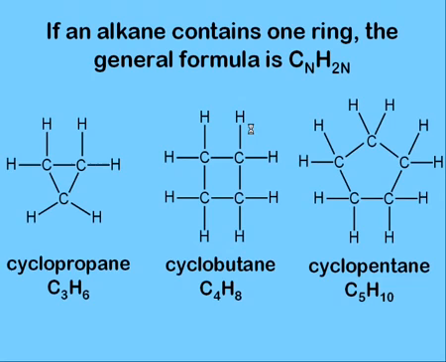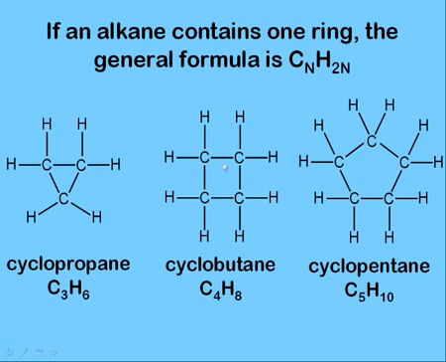Now, if your hydrocarbon contains a ring, well then the formula is a little bit different. Instead of 2n plus 2, it's just CnH2n. The reason why you lose those 2 hydrogens is because when the chain closes on itself, those 2 hydrogens on the end will go away. So the formula for a 3-membered ring is not C3H8, but C3H6. The name propane is still there, but we call it cyclopropane. So the prefix cyclo is added when you have a ring.